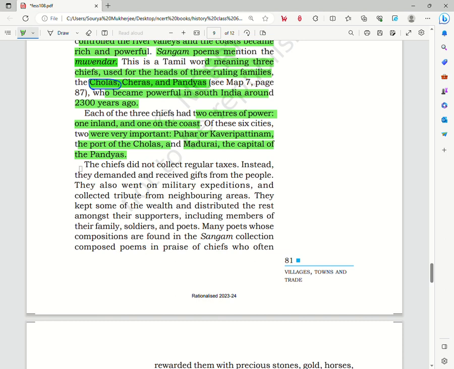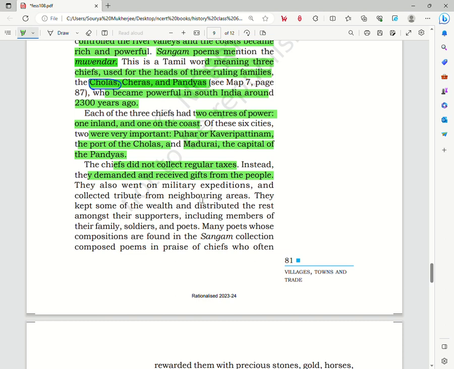So let's continue. The chiefs did not collect regular taxes. Instead, they demanded and received gifts from the people. So one thing that we see here, which is quite different, is that the chiefs and the rulers of these kingdoms did not collect any regular tax from the people. The revenue that they got was in the form of gifts that they received from the people.